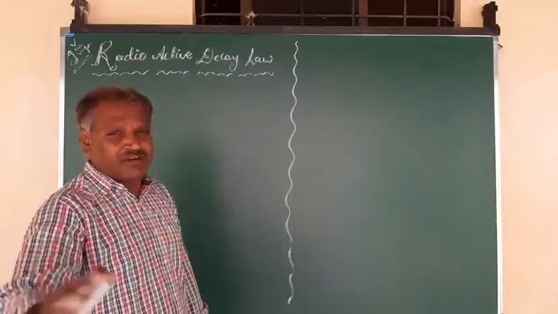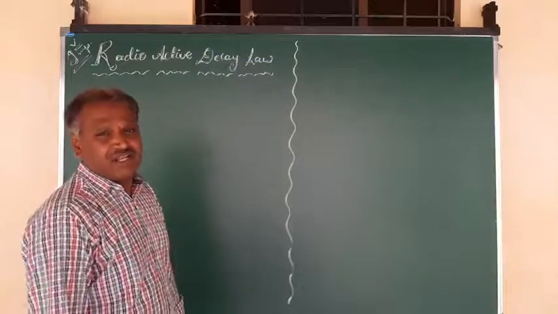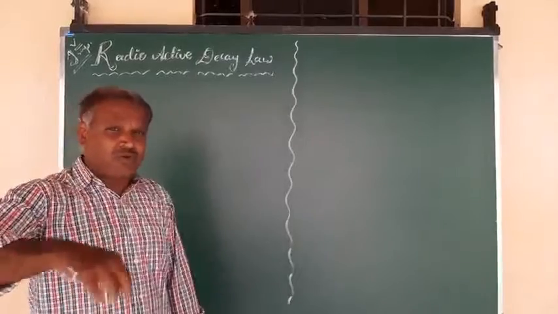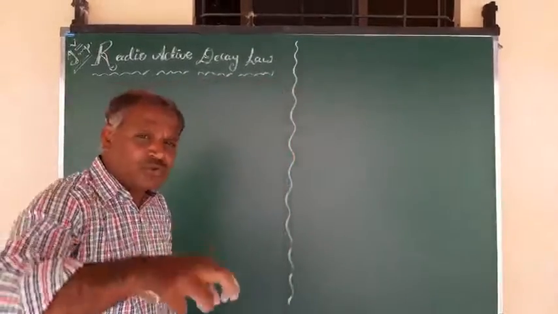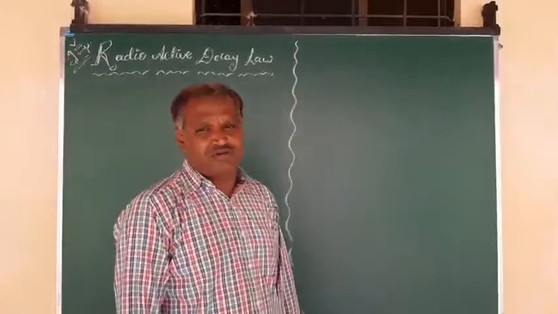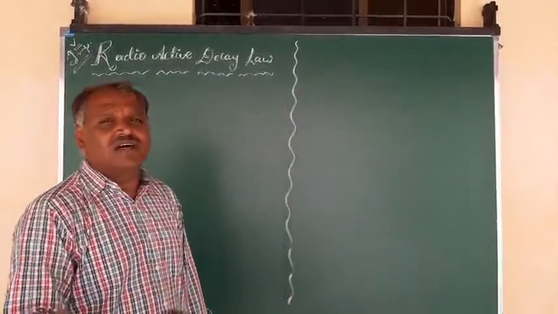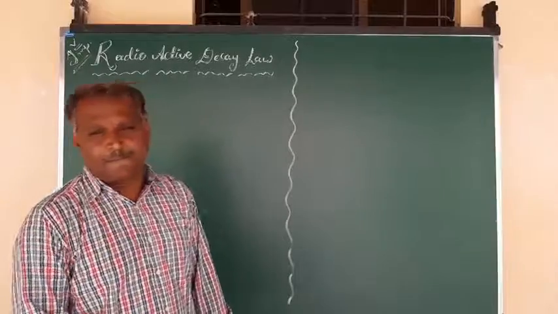That rate of disintegration is what is called activity. So the activity of the radioactive sample that you want to calculate at any instant of time will depend on how many nucleons are present in that radioactive sample. So that is called the radioactive decay law, right?